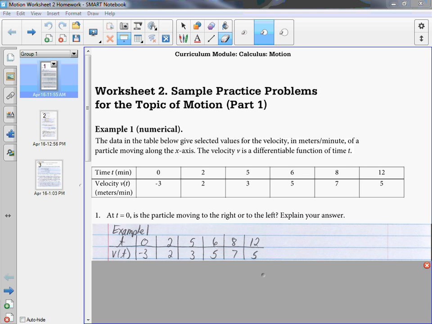But here in example 1: the data in the table below gives selected values for the velocity, in meters per minute, of a particle moving along the x-axis. The velocity v is a differentiable function of time. If it's differentiable, what else must it be?